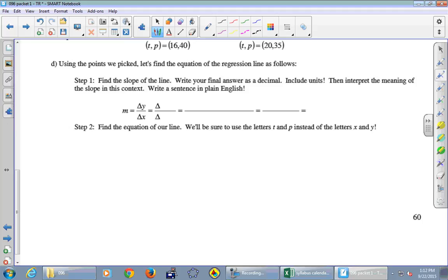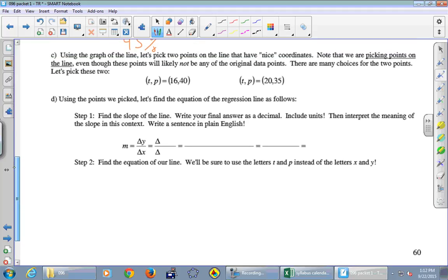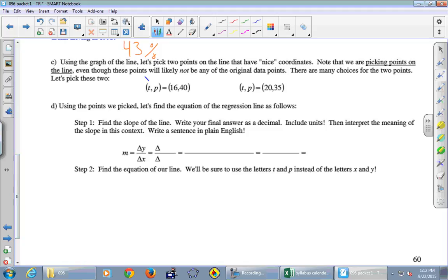Change in y over change in x is our normal equation for slope. But in this case, we don't have x and y. We have t and p. And part of what I'm trying to accomplish is to get us comfortable using letters that aren't just always x and y. So instead of change in y, what letter are we having? It's p, right? X is the t, y is the p. So this is now a change in p over change in t. That's good. And then we're going to subtract.